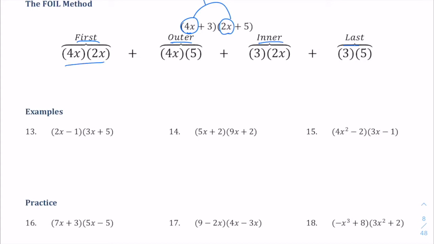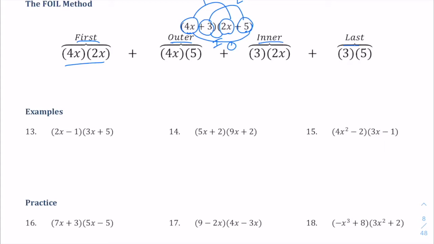So that's where the 4x and the 2x come from. They are the firsts. And then we're going to take the outers. So if we look at the two groups, the 4x and the 5 are on the very outside. So that's our O. And then we can look on the insides, the closest together, we have 3 and 2x. That's our inner. And then the last term in each group, 3 and 5, those are our lasts. So here they're all written out for us.